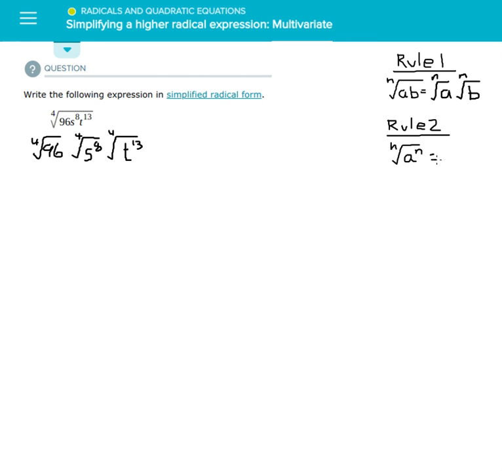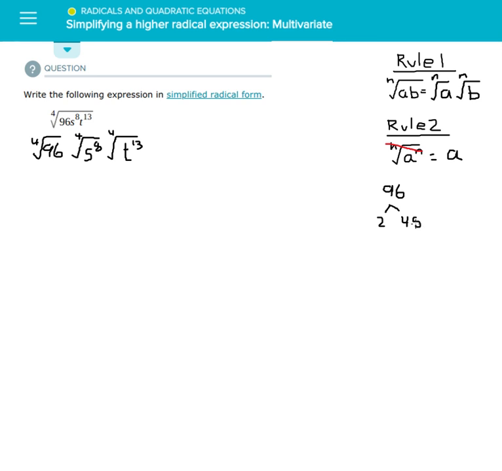We have another rule that says when you have an index that matches an exponent, they cancel each other out, and you can rescue this A from inside the radical, or you simplify it to just A. Now, if you look at what we have here, we have an index 4, but we don't have any exponent 4s on the inside. That's the game we're going to play. We're going to take 96 and break it down into a bunch of factors and try to build those factors in such a way that there's an exponent of 4.